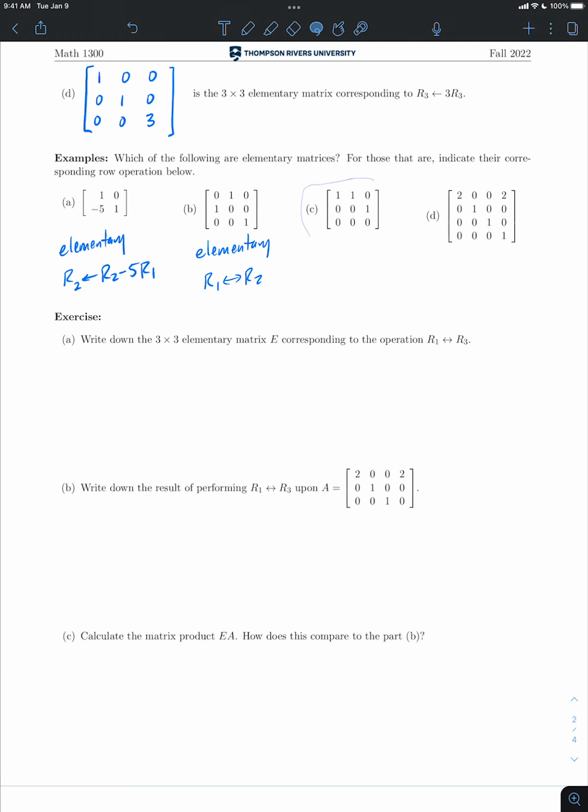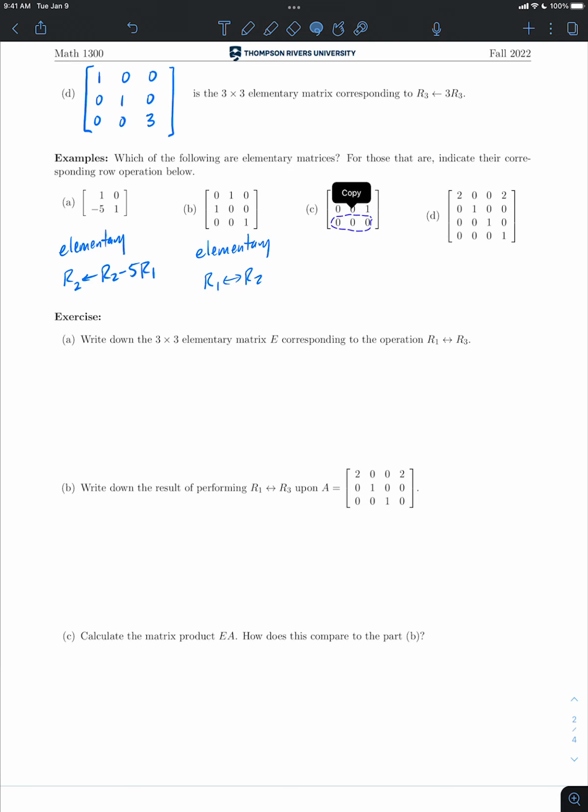Okay. What about this matrix? Is this an elementary matrix? Can you get this from the identity in a single row operation? And the answer is no. Not only can you not do it in a single row operation, you can't do it at all. And the hint here is that row of zeros. A matrix that has a row of zeros will never be row equivalent to the identity at all. There's never a way to carry it to the identity matrix.